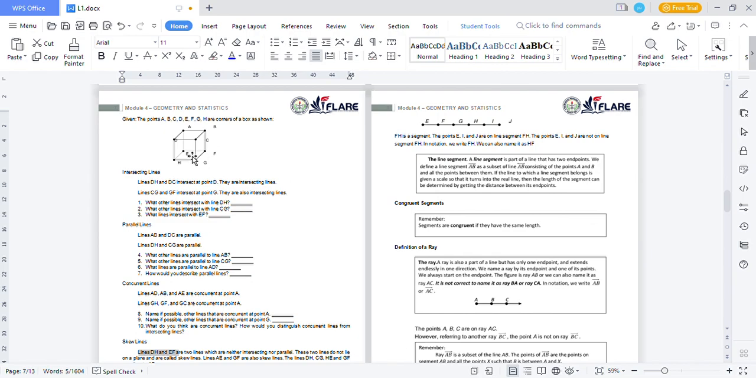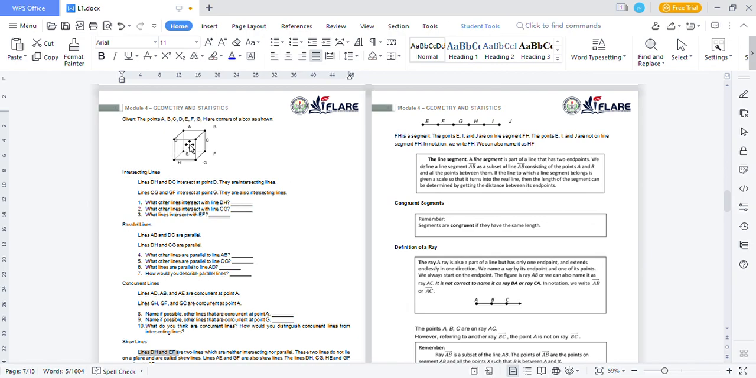So, they have no point where they intersect. DH and EF are at the back. And they are also not parallel. They are not parallel because they are on different planes. And these two lines do not lie on a plane and are called skew lines. Again, DH is on the front plane, while EF is on the back plane. So they cannot be called intersecting or parallel lines, and these two lines are not on the same plane. So that is why we call them skew lines.